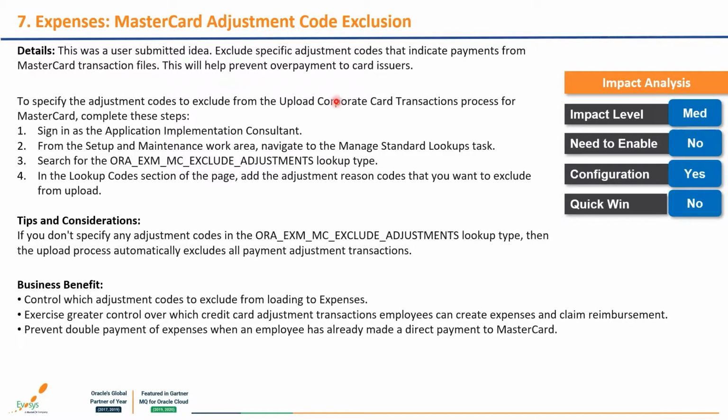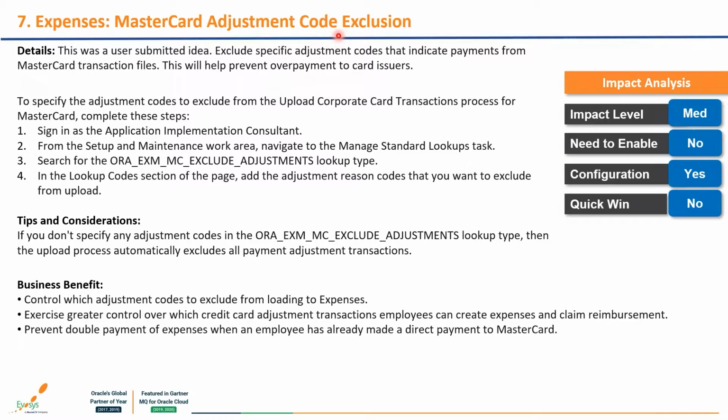So this update is about exclusion of certain adjustment codes for corporate card transactions for MasterCard. So let's say in any corporate card transaction file of MasterCard, we can exclude certain adjustment codes, right? If the adjustment codes are of, let's say, waiver fee, any adjustments or any payment we have done, which we do not want to import into Fusion and create expenses, correct?